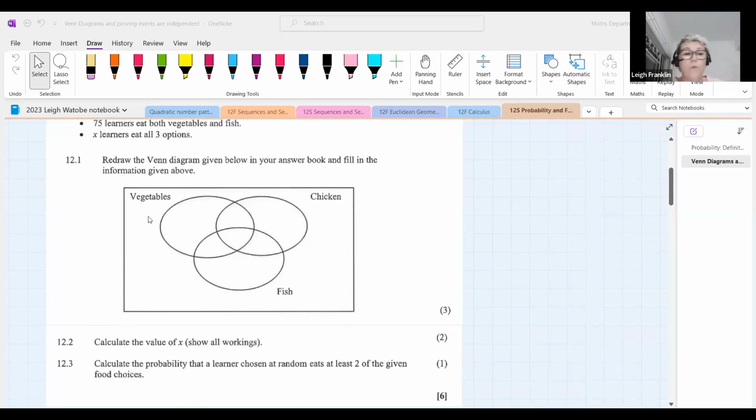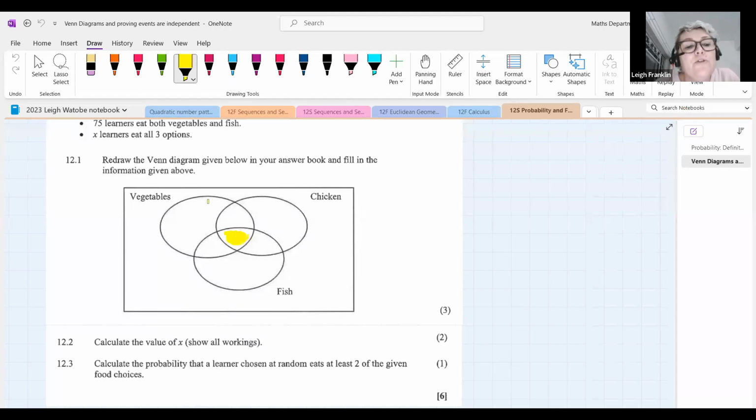Okay, so before we start filling in the information, I want us to just discuss very briefly what the different regions of the Venn diagram represent. The first thing that I'm going to do is highlight this section over here. So the section that I've highlighted in yellow, what does that represent? How would I describe the yellow region using words?